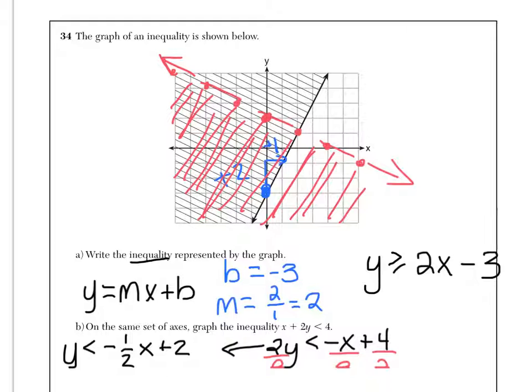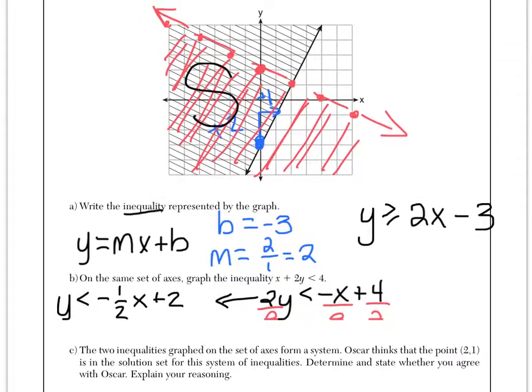Another good quality that we can put on our graph is a big S in the solution where the two sections overlap, which actually leads us to part C. It says the two inequalities graphed together form a system, and Oscar thinks that the point 2, 1 is a solution. So let's actually plot that point 2, 1 on the graph, which is the intersection point here. And we need to think, is this a solution? Is this going to solve both of these inequalities? And I'm hoping that you said that the answer is no. So let's talk about why.